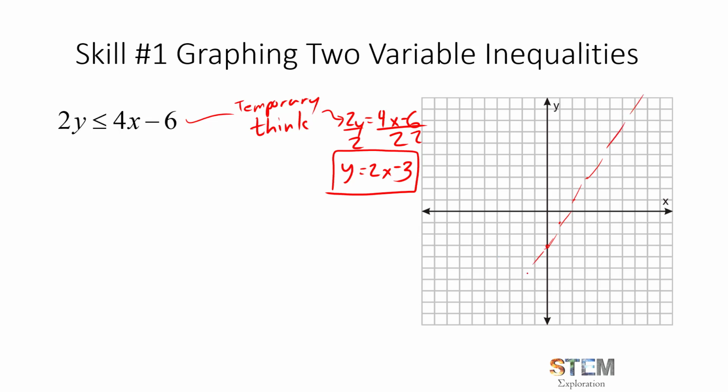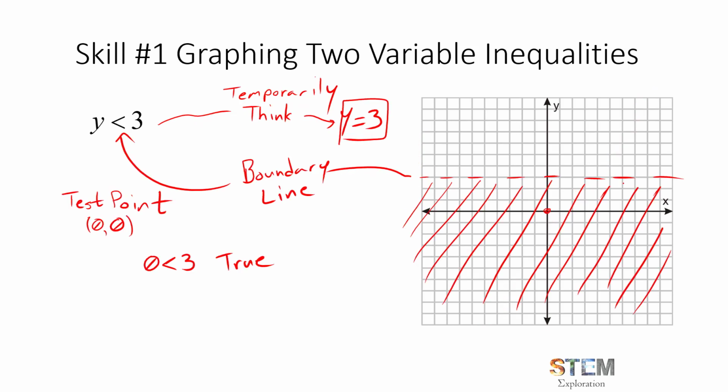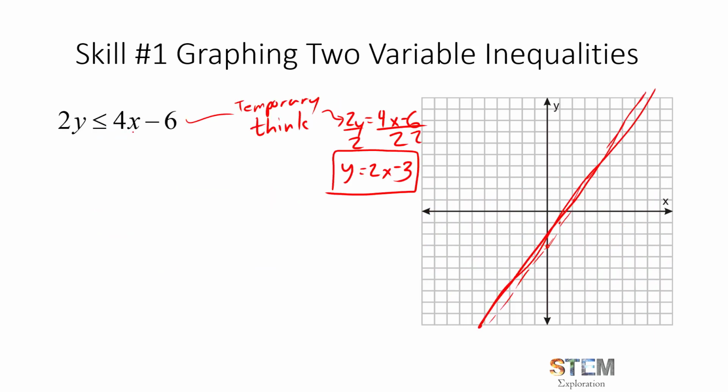Since this is a less than or equal to type inequality, I can draw a solid line. You may have noticed that in my previous example I drew a dashed line. That was because I had a less than type inequality. On this one, since I have an equal to in the inequality, I'm going to draw a solid line. So I make some points and draw a solid line here.